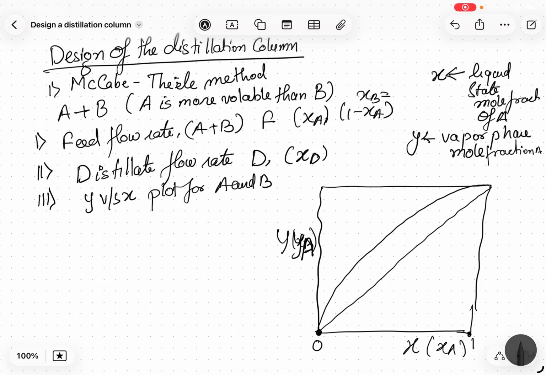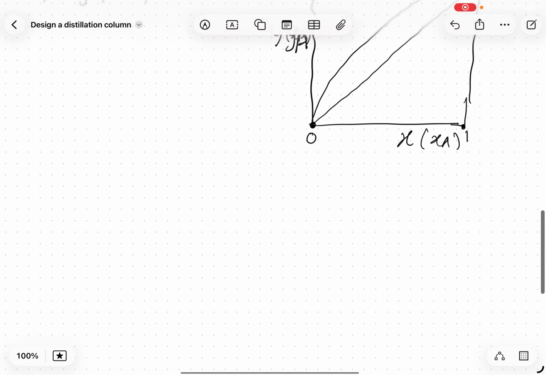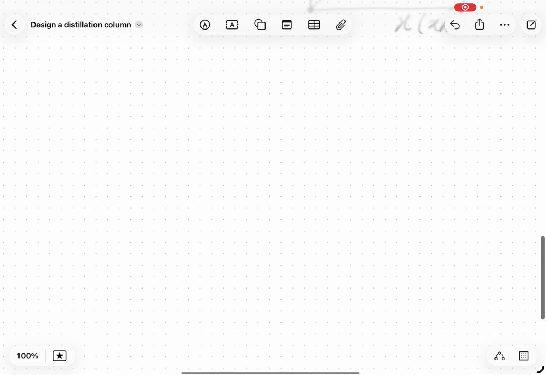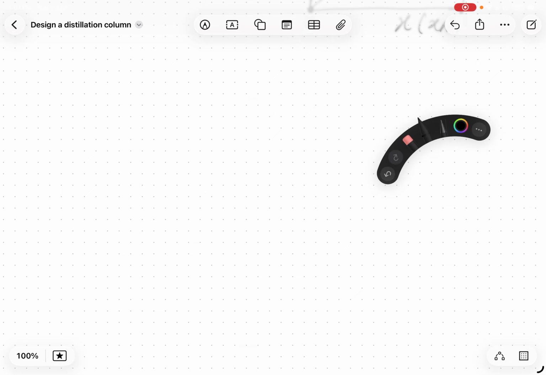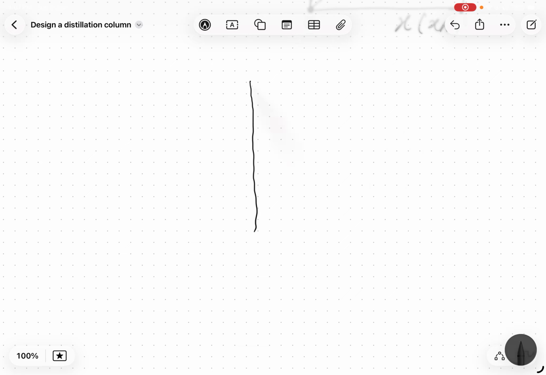Now what I will do is design a distillation column. To design a distillation column, let me draw the first diagram of a distillation column, because now we are going to understand some basics of the distillation column. Now this is my distillation column.